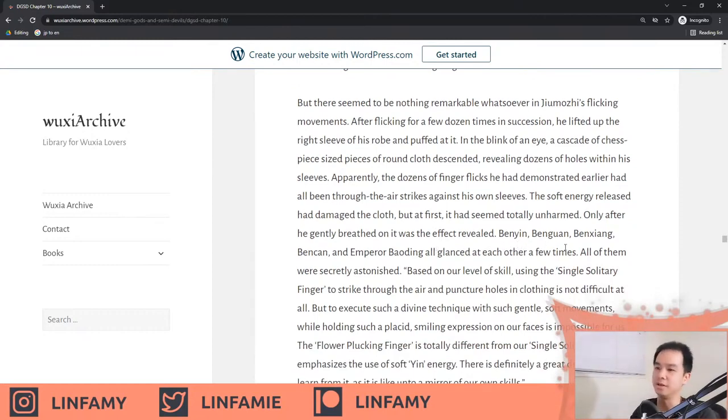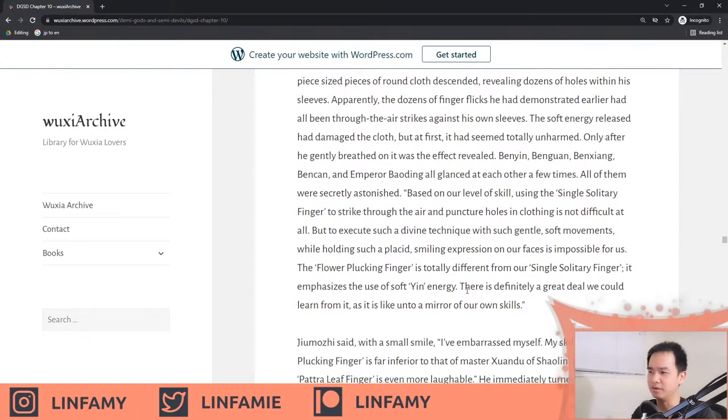Bun Yin, Bun Guan, Bun Xiang, Bun Kan, Bun Tan, and Emperor Baoding all glanced at each other a few times. All of them were secretly astonished. "Based on our level of skill, using the Yi-Yang finger to strike through the air and puncture holes in clothing is not difficult at all. But to execute such a divine technique with such gentle, soft movements, while holding such a placid, smiling expression on our faces, is impossible for us. The flower-plucking finger is totally different from our Yi-Yang finger. It emphasizes the use of soft yin energy. There is definitely a great deal we could learn from it, as it is like unto a mirror of our own skills."